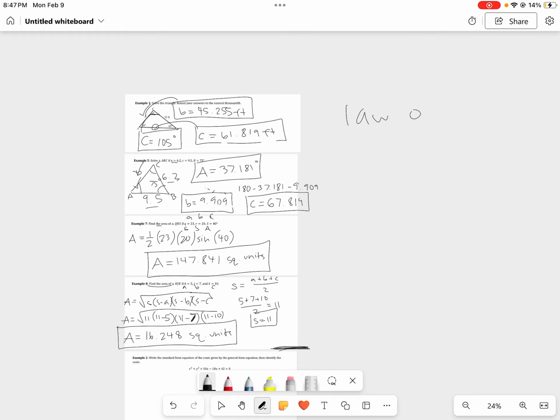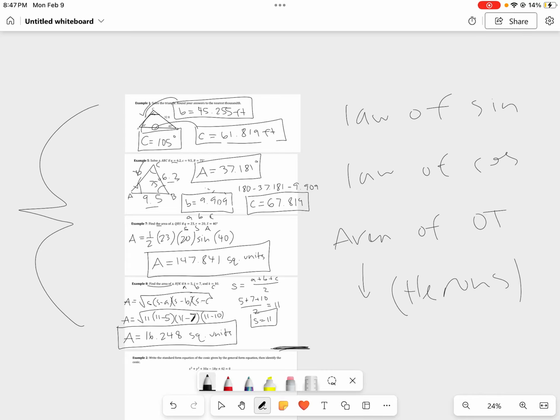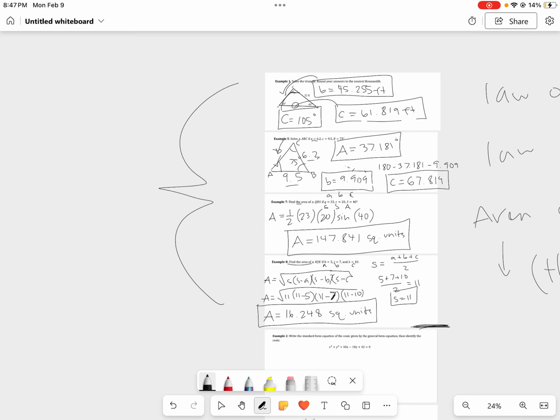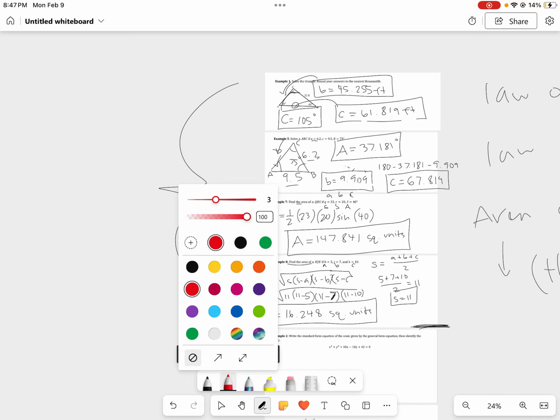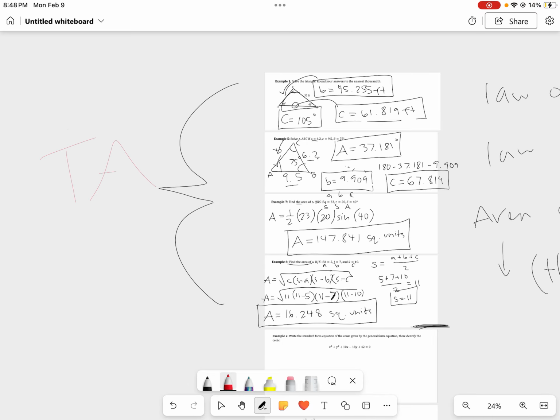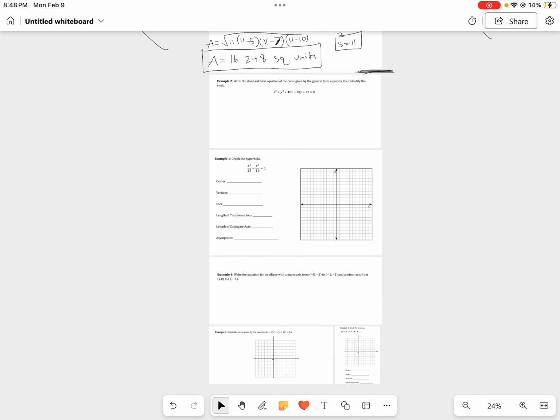law of sines, law of cosines, and this is just the area of an oblique triangle, and this one is Heron's formula. Okay, so you see that all of these are kind of triangle applications. So let's just label that: triangle applications.